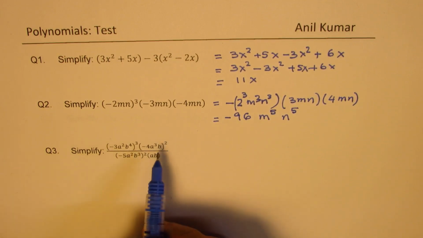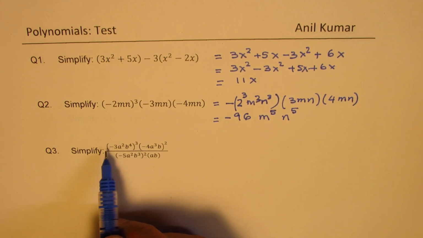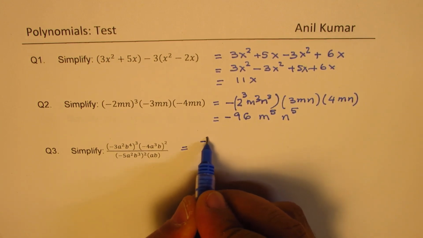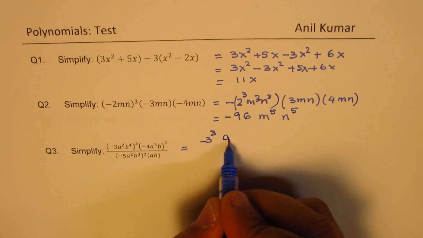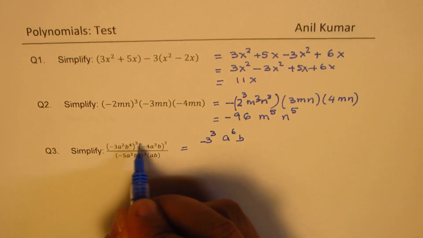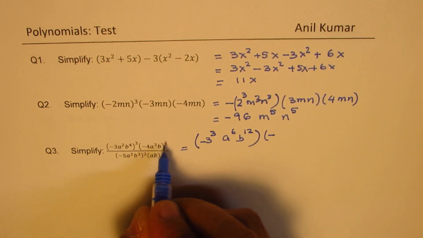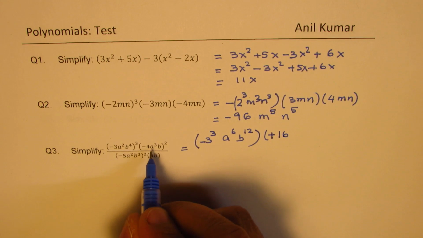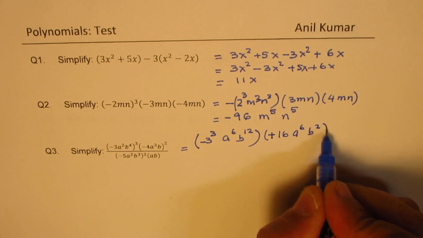Question number 3 is slightly difficult. We have a rational function here. Now cube of all that, so we could write this as, again we have this minus 3 cube, right? So minus 3 cube. A, when you multiply the powers, power of power, they get multiplied. So we get a to the power of 6, b to the power of 12. Now this will be multiplied by negative. Now negative, when you square, it becomes positive, right? 4 square is 16. Let me write down. A to the power of 3 times 2, 6, and b to the power of 1 times 2.